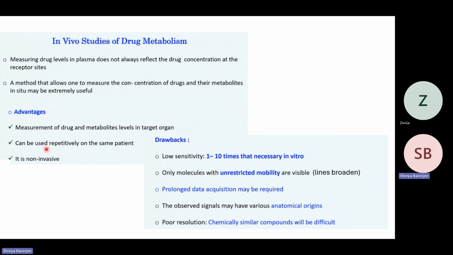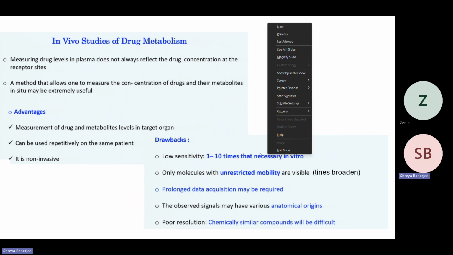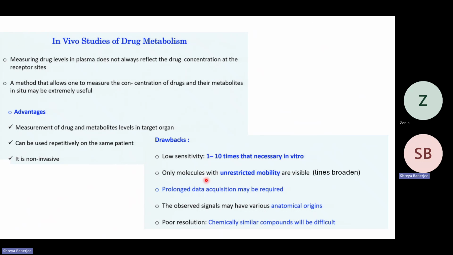In vivo, it can be used repetitively on the same patient. And it is non-invasive because we use a low strength magnetic field. The drawback, however, is that the sensitivity is much less than in vitro, 1 to 10 times less. Because in vitro, you can increase the strength of the spectrometer to get more and more well-resolved spectra. But you cannot put a human being inside too high a field spectrometer. Otherwise, there can be problems.